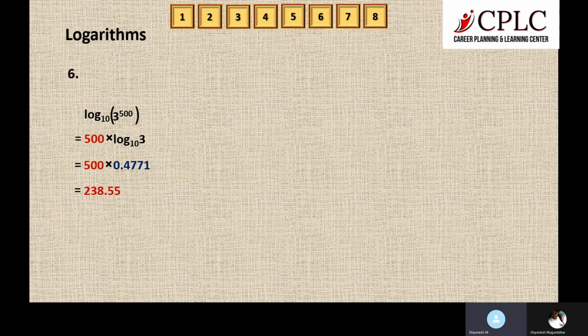So always remember a formula, folks. For calculating the number of digits, whatever is your characteristic, which is the integer part of the answer, always add 1 to that. So 238 is the characteristic. If we add 1 to that, the final answer that we'll get is 239. So 3 raised to 500 will have in totality 239 digits. Imagine such a big number, and this is the beauty of logs, that it can just drastically simplify such complicated questions.